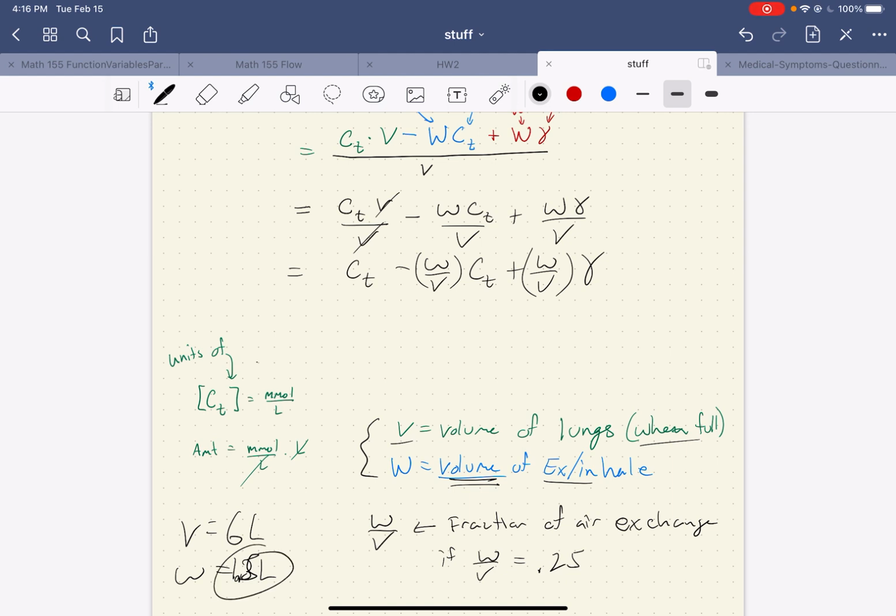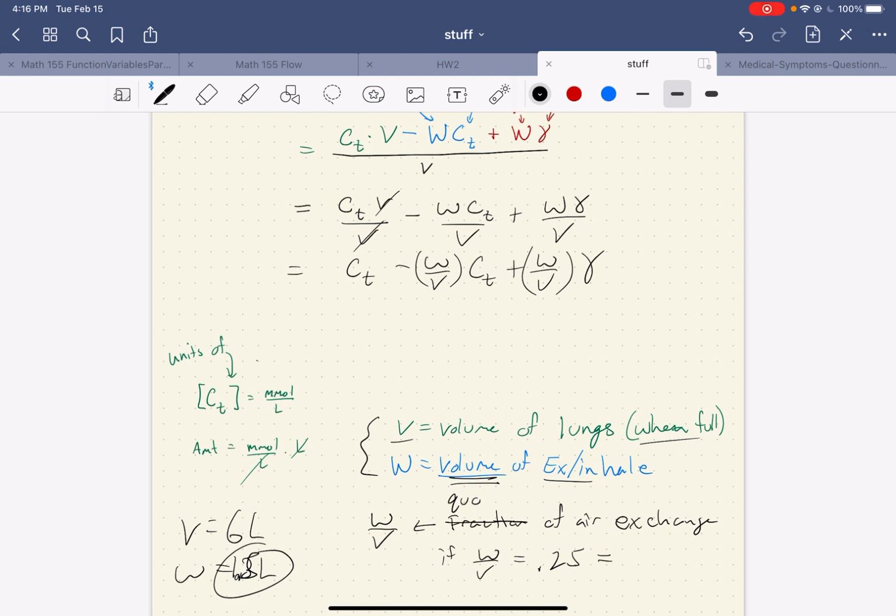So now a quarter of the air in my lungs is being exchanged. Okay, so this fraction, or another math word for fraction is quotient, we call Q. And it's just to reduce the number of variables floating around. So I can write this as c sub t minus q c sub t plus q gamma. And then because we just love algebra so much, we factor out a c sub t, and we write the final updating function like this, okay?